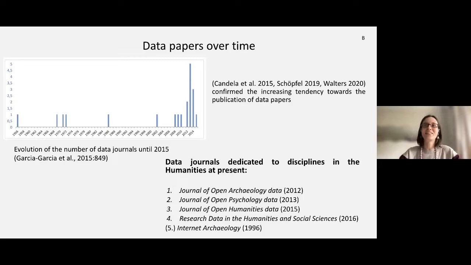So some of you may be familiar with data journals that were established for scientific disciplines. Scientific Data is a journal published by Springer Nature, for example, and it focuses on life sciences and more generally scientific data sets. But we're talking specifically about humanities publications, and we have a few journals that operate in this space. So the Journal of Open Archaeology Data was launched in 2012. Followed a year later by the Journal of Open Psychology Data, and then two years later by the Journal of Open Humanities Data.